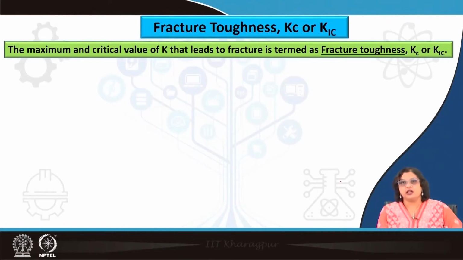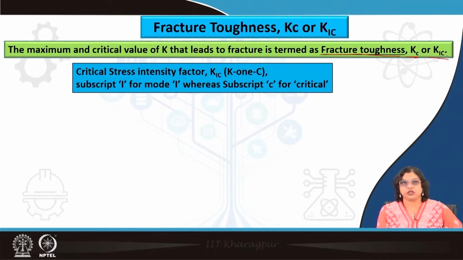Interestingly, the critical value of K, the stress intensity factor at which fracture happens, is known as the fracture toughness. So fracture toughness is nothing but the critical value of K, typically denoted as Kc, where C stands for critical, or K1C. This 1 comes from the mode 1 loading condition. It is not I, it is just capital Roman 1, and C, as I said, stands for critical. Since most fracture toughness tests are pursued in the mode 1 loading condition, K1C is very commonly used to denote fracture toughness.